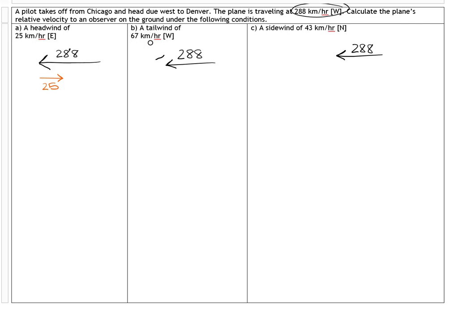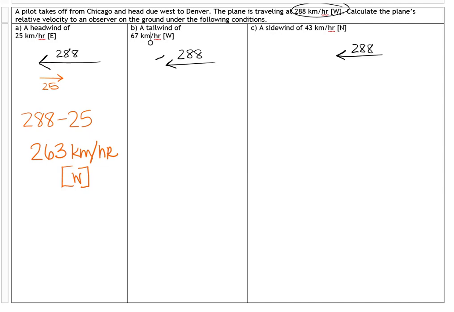Now what happens when wind is hitting the head of the plane, or our vectors are in opposite directions, is we subtract the two measurements. So we end up with 288 minus 25. And if we throw that in our calculator, we end up with a nice pretty 263 kilometers per hour, and it's still overall going west, because even when you have wind at the head of the plane, it's still traveling in the direction that you're going in.